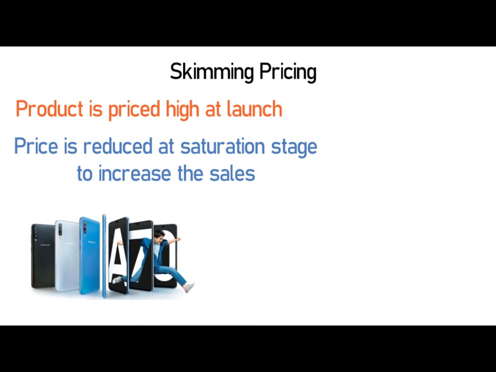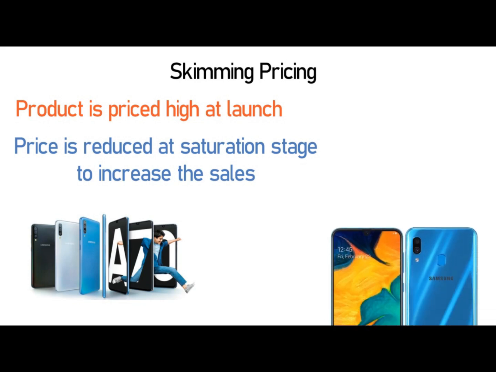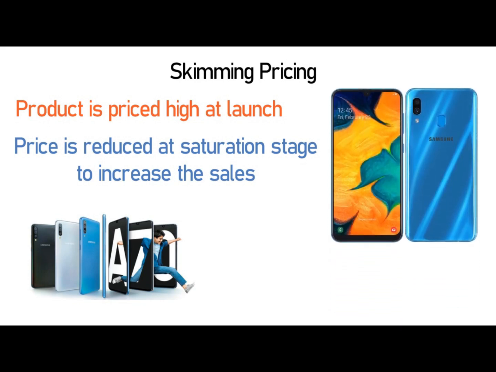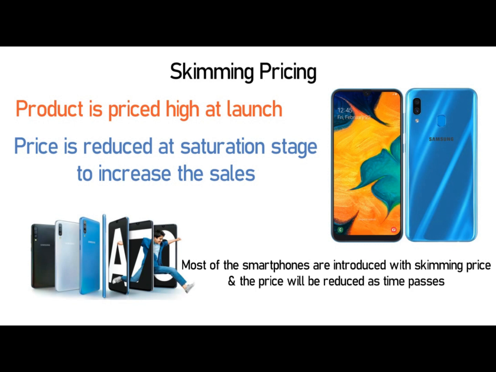For example, Samsung Mobiles uses the skimming pricing strategy to price their product lineup. Initially, the prices of the Samsung mobiles will be high and after a certain period of time, the prices of the mobiles are reduced considerably. For example, the prices of mobile A50 and A30 were priced high initially and after some period of time, the price was reduced by somewhere around 3 to 4,000. Generally, most of the smartphones are introduced in the market at a higher price, but the price is reduced as the time passes.